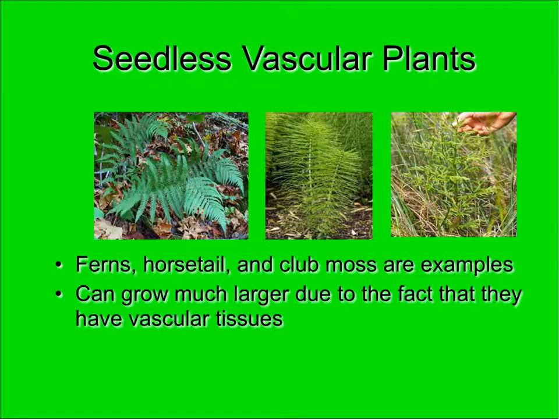We are going to differentiate between two types of vascular plants now. The first group is those that do not create seeds. They can grow a little bit taller because they do have a vascular system. So again, the water can go up through their root structures and be supplied to the leaves and other aspects of the plant. Examples include ferns, horsetails, and club mosses, and again, they are going to be larger than the non-vascular plants because of the vascular system.